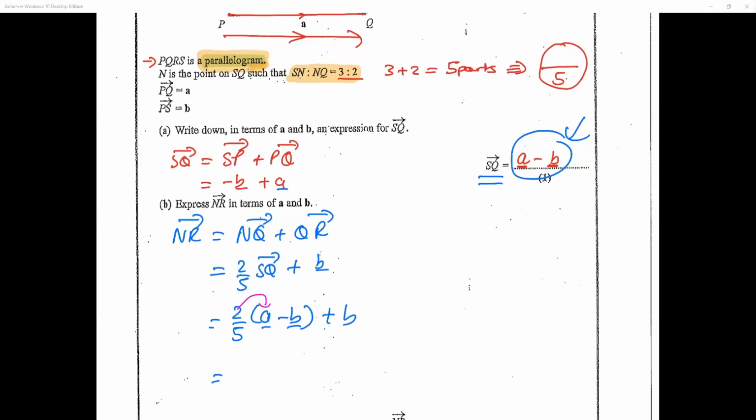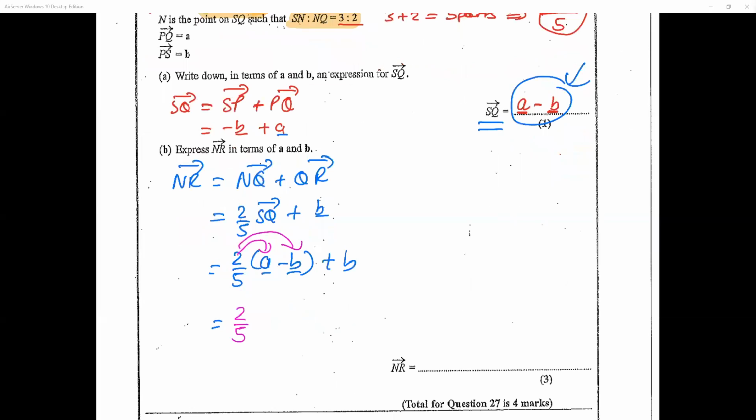So 2/5, when you expand it, what do we do? First the number outside, so it's 2/5 a minus 2/5 b, and then plus b. Lovely. So we're multiplying out the brackets. Even though the topic is vectors, we're doing it the way we do normal algebra: the number outside multiplied by the a, and the number outside multiplied by minus b.